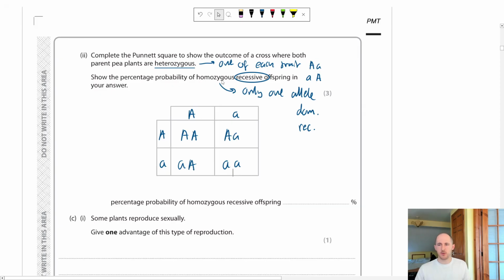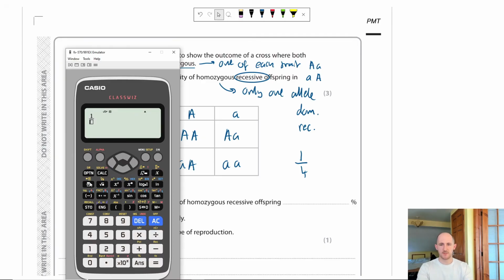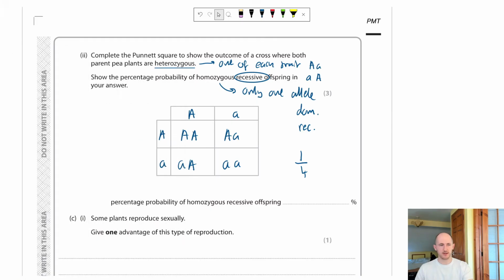So the probability of having homozygous recessive is 1 in 4, which I'm hoping you guys know from maths, but if you're not too sure, all you need to do is take that fraction and times it by 100 to get 25%, and that's your answer.